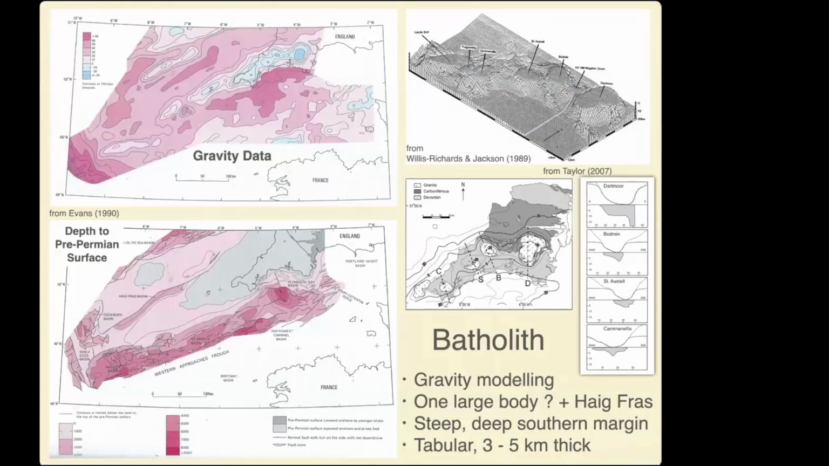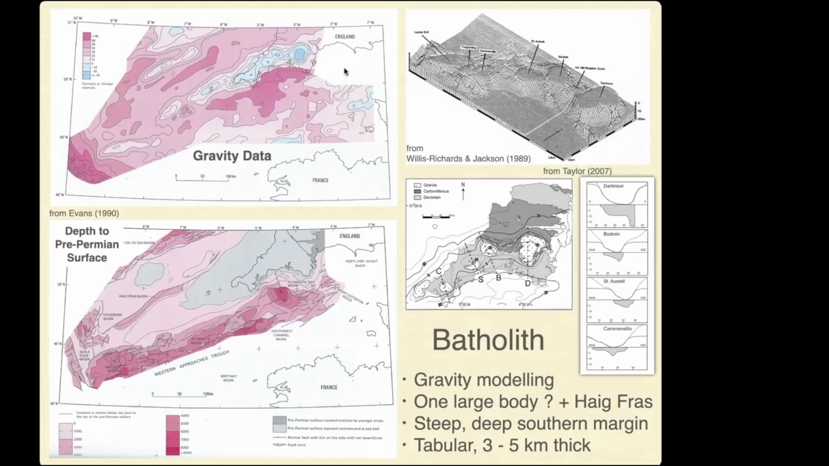Now, this is the important diagram here. This is the gravity data for that same area. And the gravity data, because granite is actually quite low density, it shows up quite well on gravity data. And what you see here is a continuous gravity low right the way through. So that's the outline of southwest England there, and it goes right the way through. And then there's a jump, and this is Haig Fras over here. So it would seem that these are connected, that they are one large batholith like this.